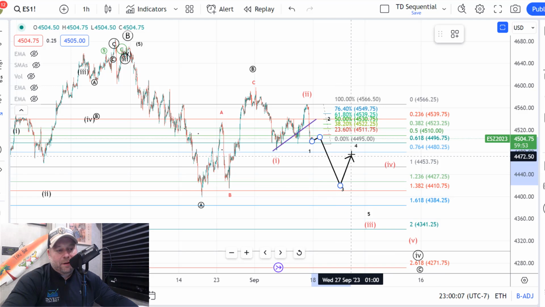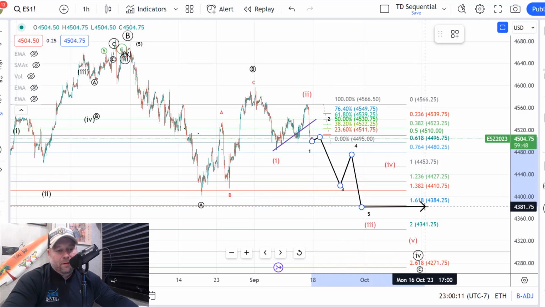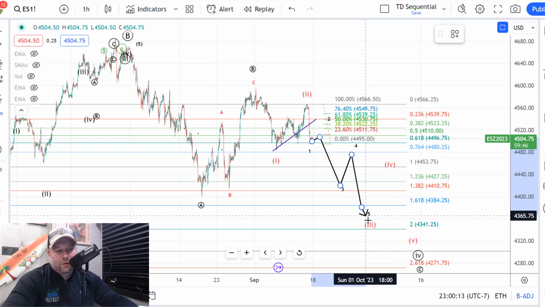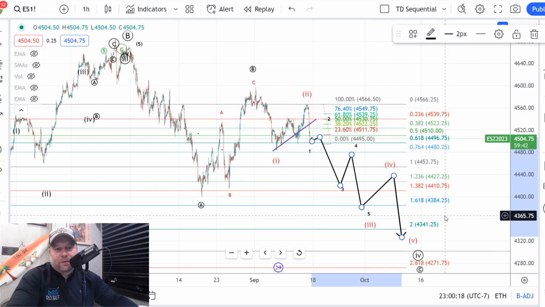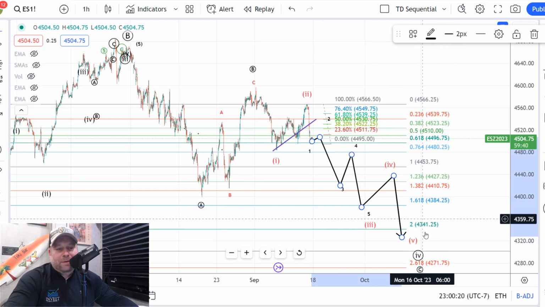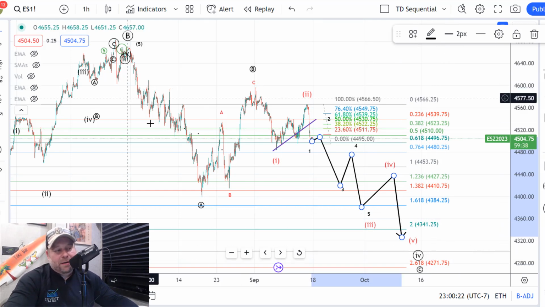Then we'd look for a bounce back to test the pivot, and then a move down to the 43.84 area to complete all of wave 3. From there, we'd look for a 4-5 down to that 4,300 area to complete the C wave down that we've been talking about since we failed this 5-wave move down.